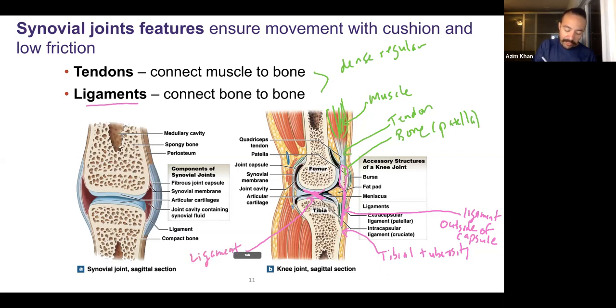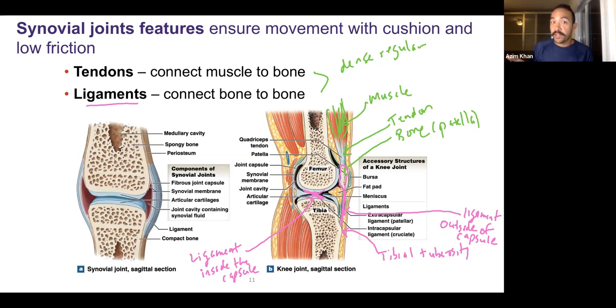I point this out because when you have ligaments inside the capsule, that means it's surrounded by that synovial fluid, which also means there are no blood vessels surrounding that ligament, versus ligaments that are outside the joint capsule. They are surrounded by blood vessels. They are not surrounded by synovial fluid.